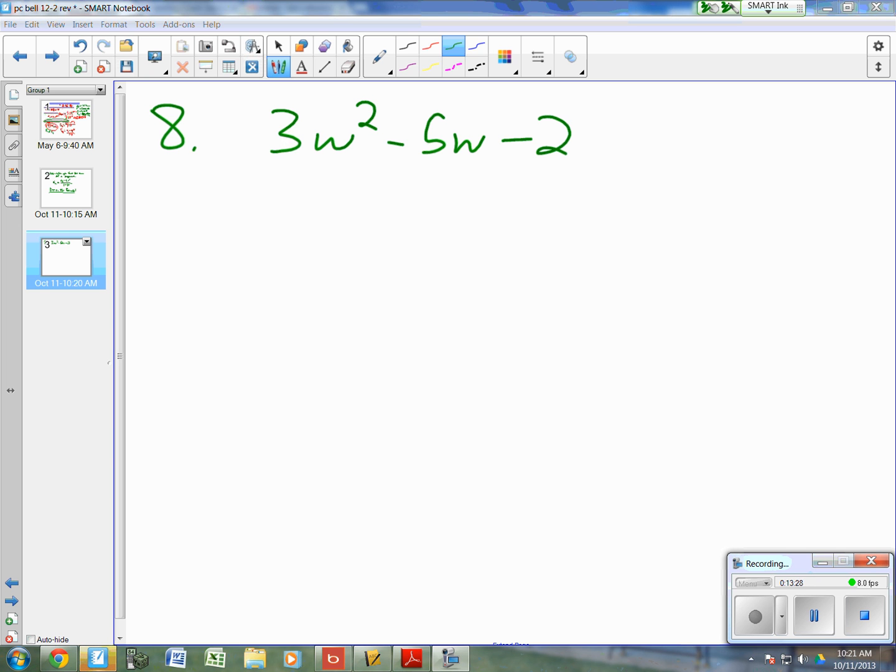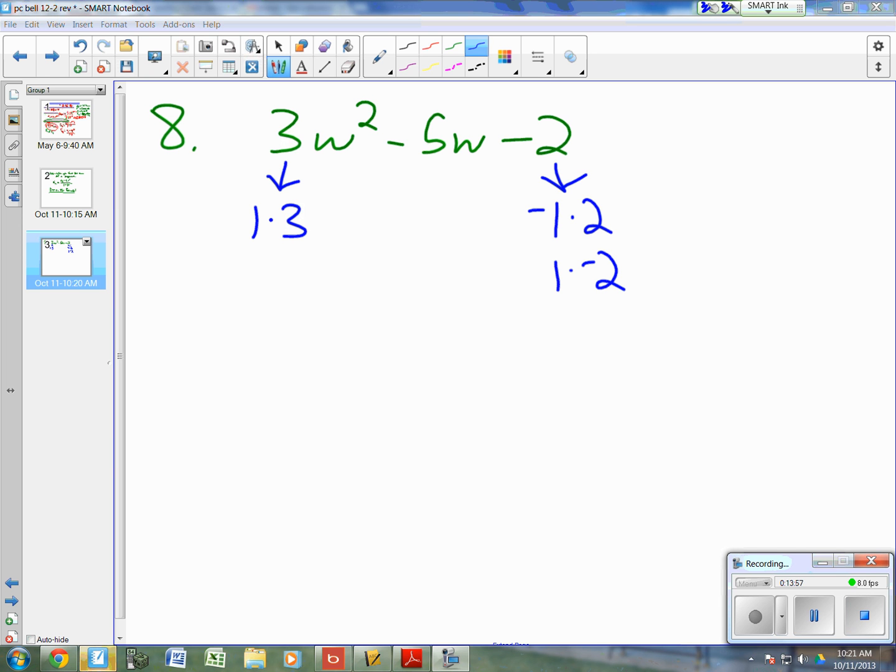How many of you don't remember how to factor these? There are a couple of different methods. This is the one I like to use. First thing I do is find the factors of 3. What are they? 3 and 1. Okay, 1 times 3. Now find the factors of this number right here. What are they? Well, think of it as a negative 2: negative 1 times 2 or 1 times negative 2.